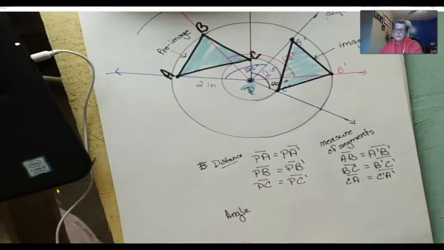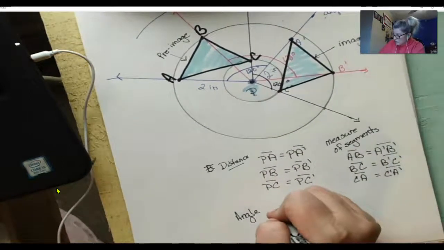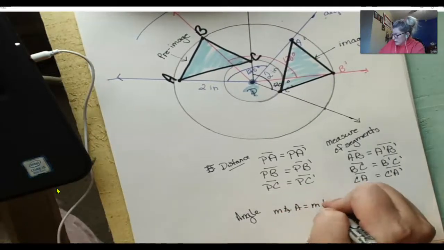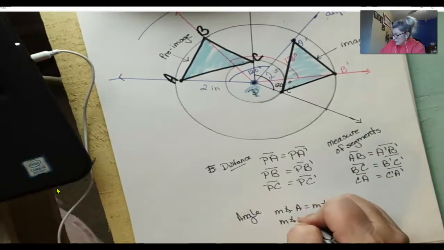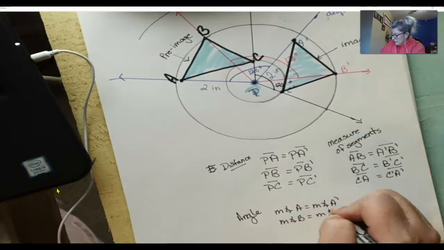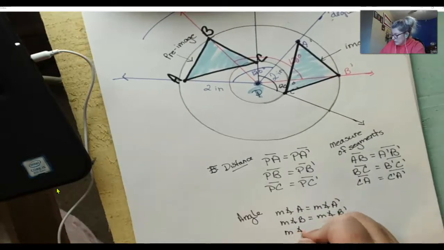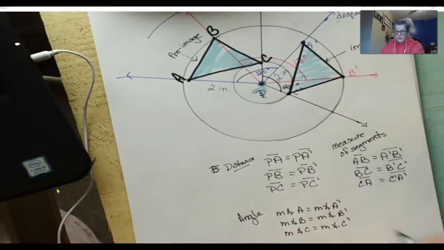Okay, what is not preserved here is your orientation because your figure has shifted. So the measure of angle A should match up with the measure of angle A prime. The measure of angle B should match up with the measure of angle B prime. And the measure of angle C should match up with the measure of angle C prime.